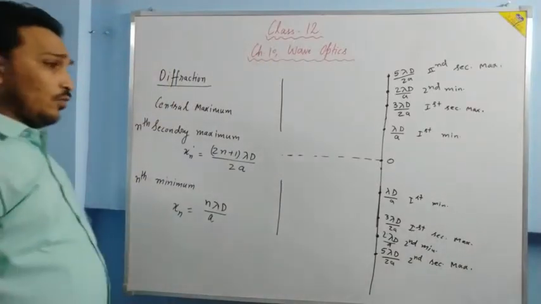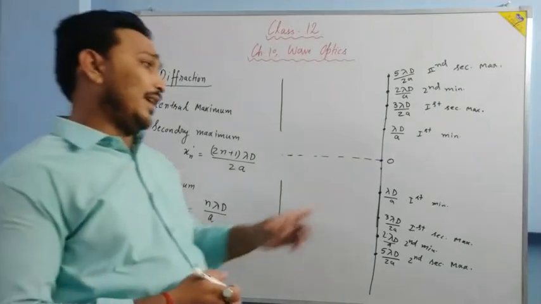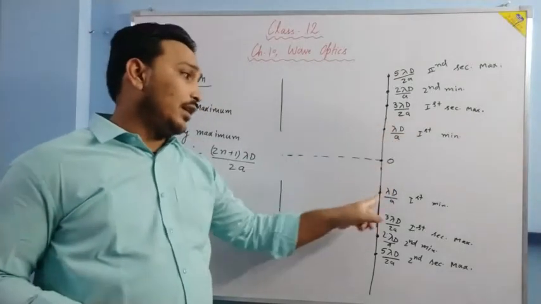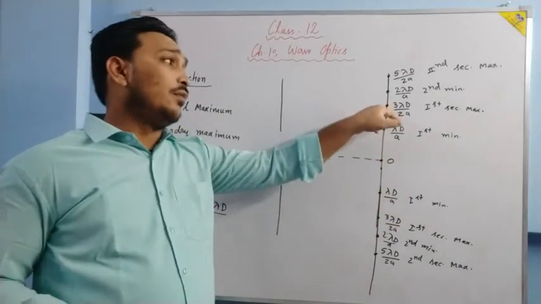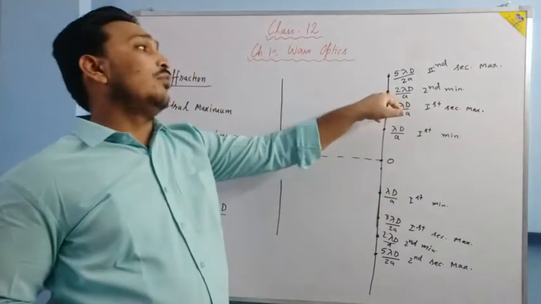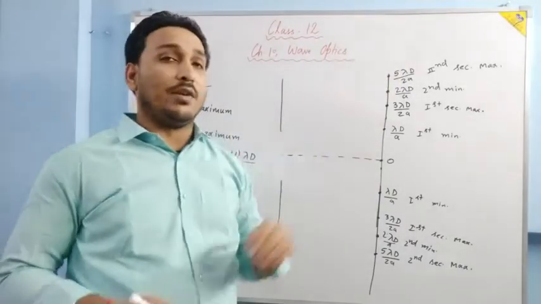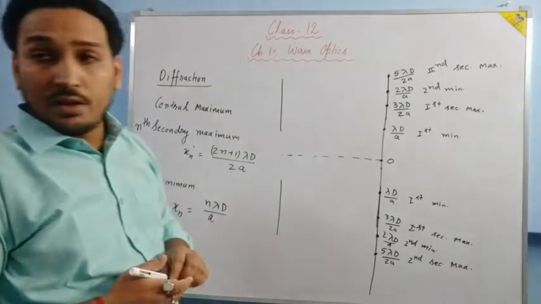So at the center, the central maximum is formed, then after that the first minimum is formed at lambda D by a, then another maximum, then another minimum, then another maximum. So maxima and minima occur alternately. Is it clear?